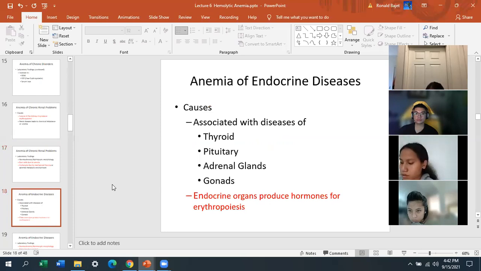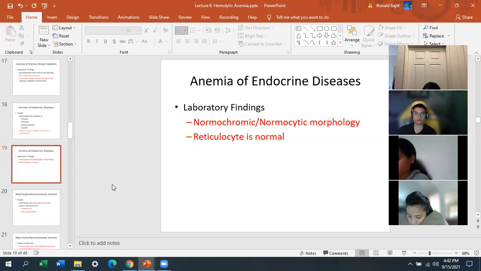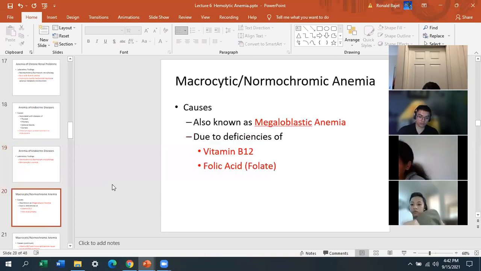Okay, anemia of endocrine disorders. That's like thyroid problems, pituitary problems, adrenal problems, and gonads. The endocrine organs produce hormones for erythropoiesis. So if you have problems with these organs, you're not going to get erythropoiesis, and therefore you're not going to get RBC production. This is normochromic normocytic. These cells look normal in the endocrine diseases, and the retic count is normal.